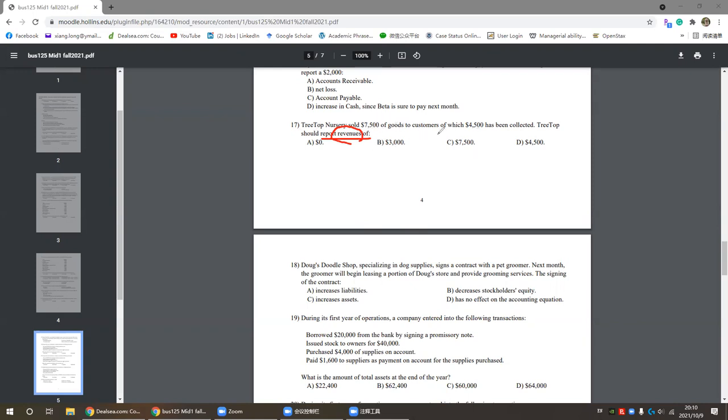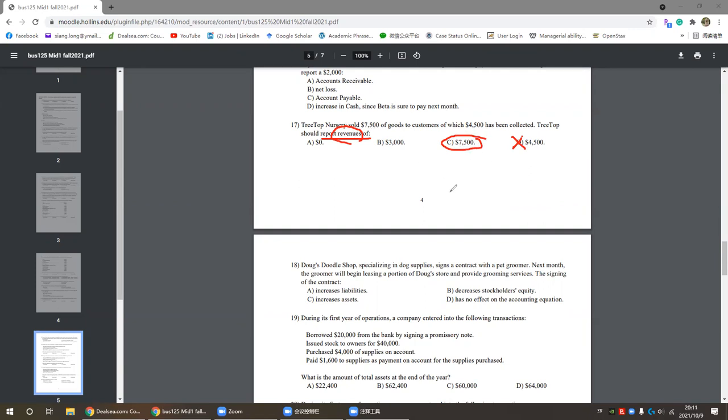of the product you sold to your customer. So your revenue will be considered as 7,500. Many of you choose the answer D. That's wrong. The total revenue, once we sold the product according to the accrual basis, once we sold the product, we report our revenue as 7,500.